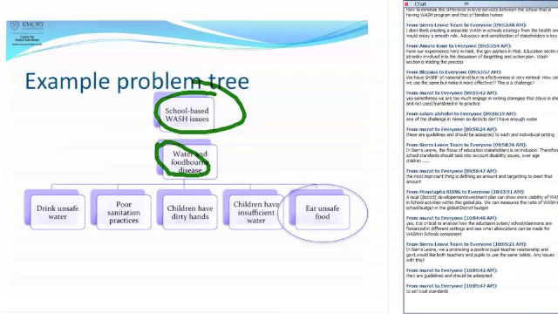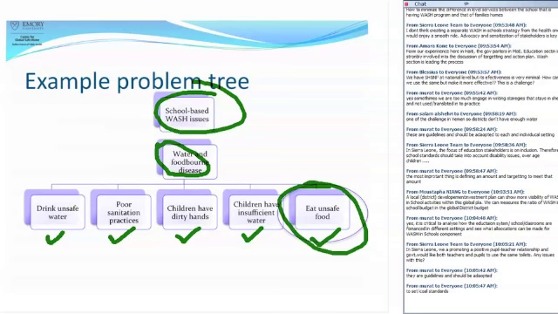Well, we think, okay, children drink unsafe water. They have poor sanitation practices. Children have dirty hands, and then they put those hands in their mouths, or they touch other children's hands, and then those children put their hands in their mouth. It could be that they have insufficient water, and that could be something around scabies or any other hygiene-related issue, or they eat unsafe food. Now, just for this exercise, I'm going to talk about eating unsafe food as an example.